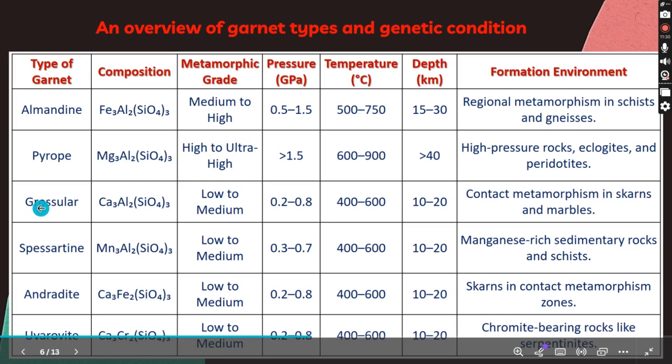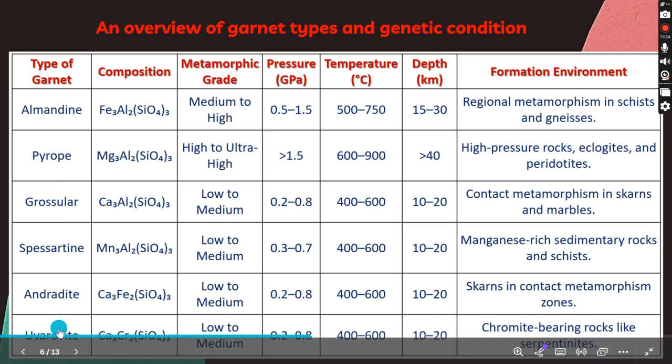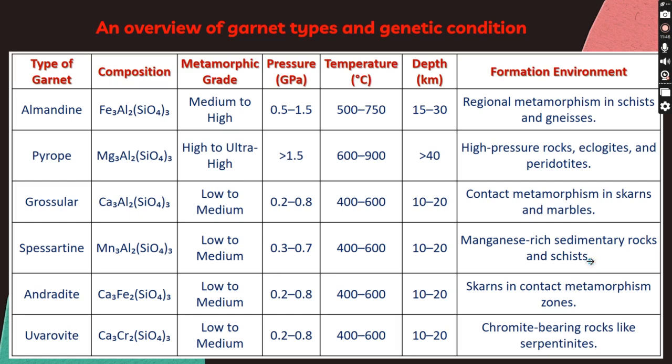So we can easily deduct these two possibilities. There is no chance of getting grossular or andradite. What remains behind? Spessartine and uvarovite. Now spessartine is in manganese-rich sedimentary rock and schistose rock. In such type of rock, spessartine is often observed.